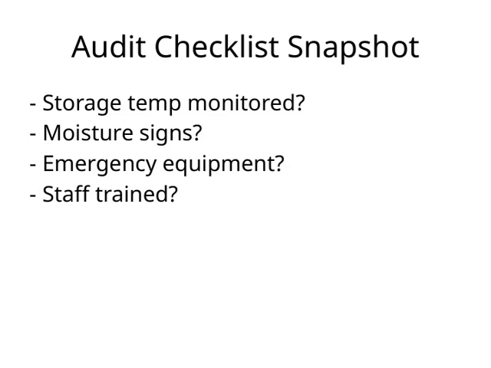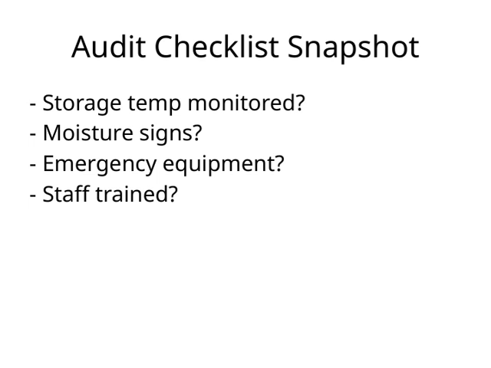Let's take a look at some key areas in our audit checklist snapshot. First, is the storage temperature monitored? It's essential to regularly check and record storage conditions to ensure product safety and quality. Next, are there signs of moisture? Moisture can lead to contamination or spoilage, so spotting any signs early helps us maintain a safe environment.